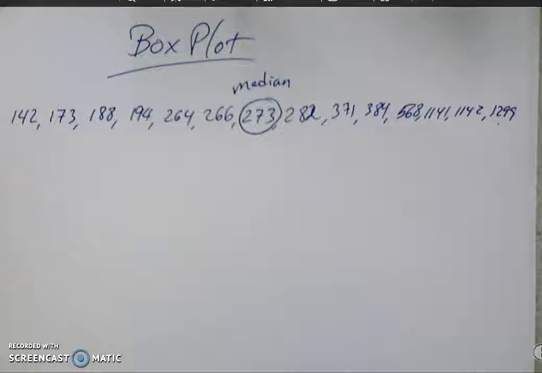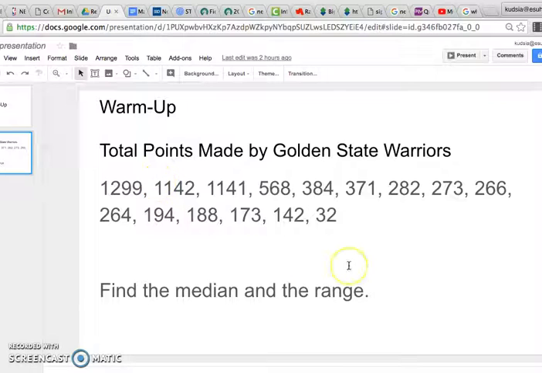I'm going to try and make a quick video to show you how we make a box plot. So this data here, we've got 15 numbers, and this is from the warm-up with the total points made by the Warriors over several seasons. Again, you can tell some stuff by looking at the whole list of data, but there's a lot of stuff you can't tell, okay?